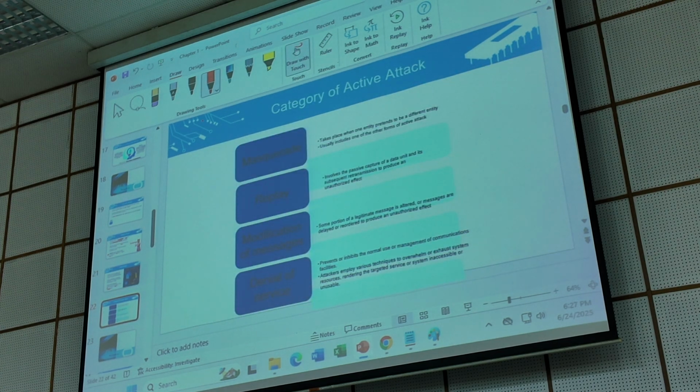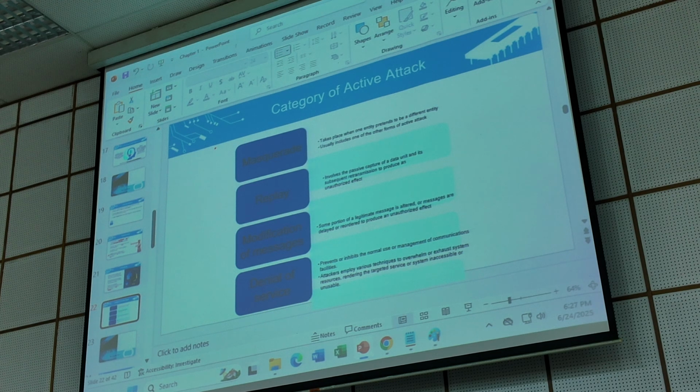So, can you see the words here? User interface.